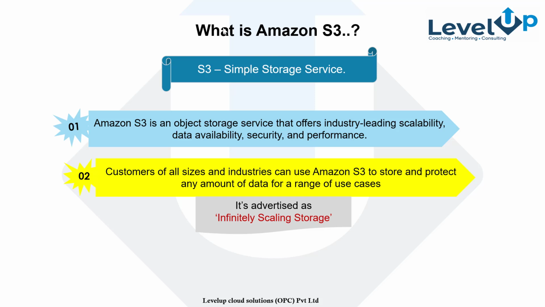Now, Amazon S3 is an object storage service that offers industry leading scalability, data availability, security, and performance. So, anything that you're going to store on Amazon S3, it stores the data in the form of objects. Once you store data on Amazon S3, you cannot modify it, but you can upload multiple versions of the same file. It has the highest availability and it gives you the best performance.